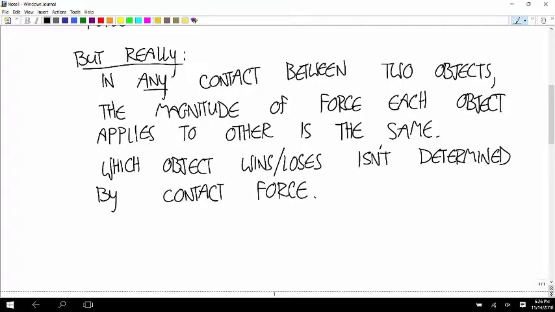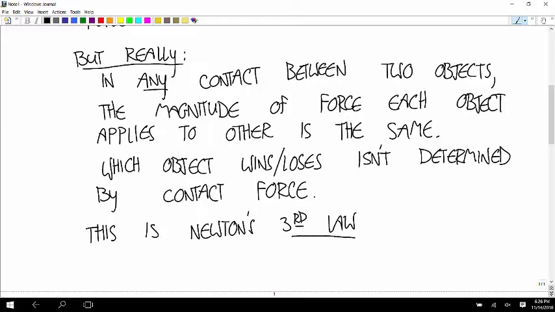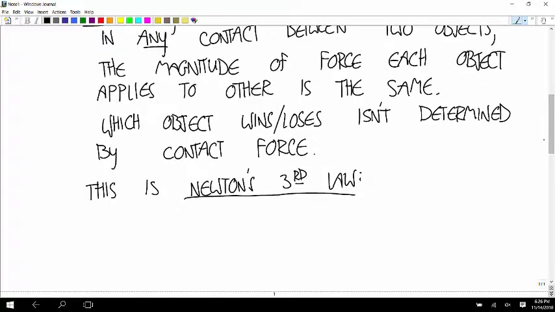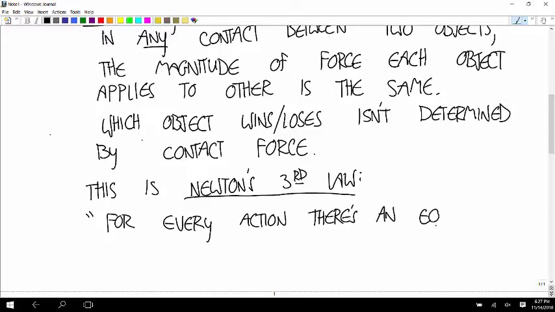Okay, so this is Newton's third law. And Newton's third law says, well, in the original text that Isaac Newton wrote, it says something like, for every action, there's an equal and opposite reaction. It's in Latin, so that's a rough translation. But that's the sentence that you maybe have heard before. For every action, there's an equal and opposite reaction.